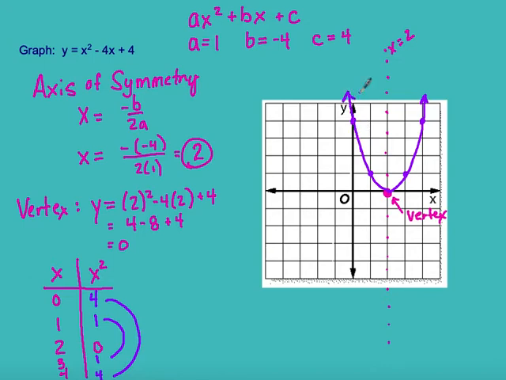And there you have it. So you can see the vertex, my y-intercept is at that +4, and my axis of symmetry is drawn through.